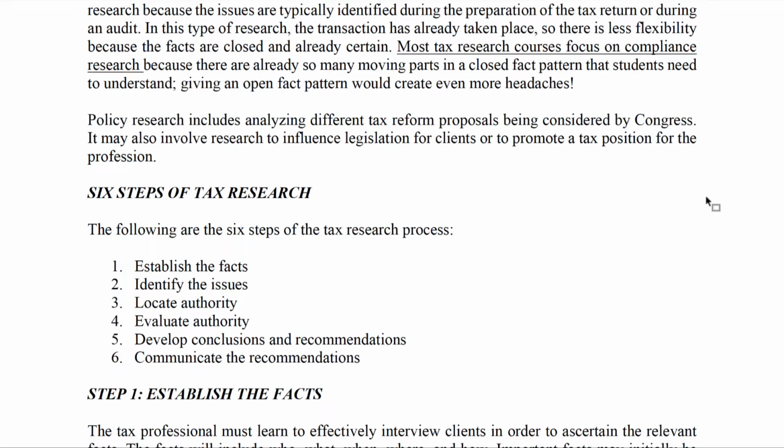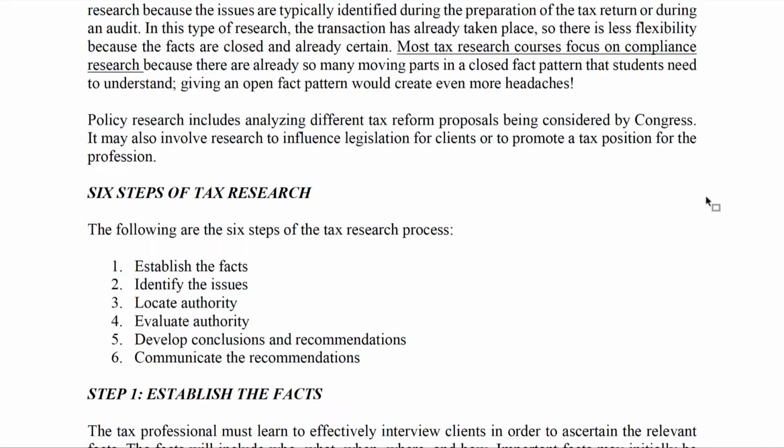Now, I want to stress something to you. Just because you're going 1 through 6, it's not that rigid. Yes, we want you to start in order. Start with establishing the facts. But you might go 1, 2, and then you might have to go back to 1. You might come across establishing facts, then you identify some issues. You might say, I found some issues, but I don't know if we have enough facts to determine the issue. So you might have to go back to step 1.